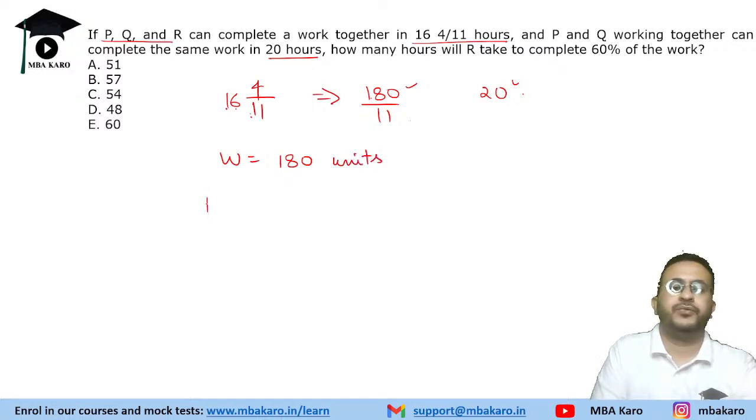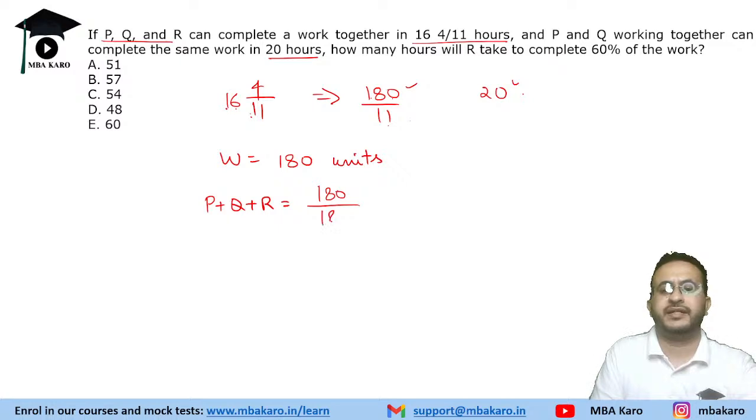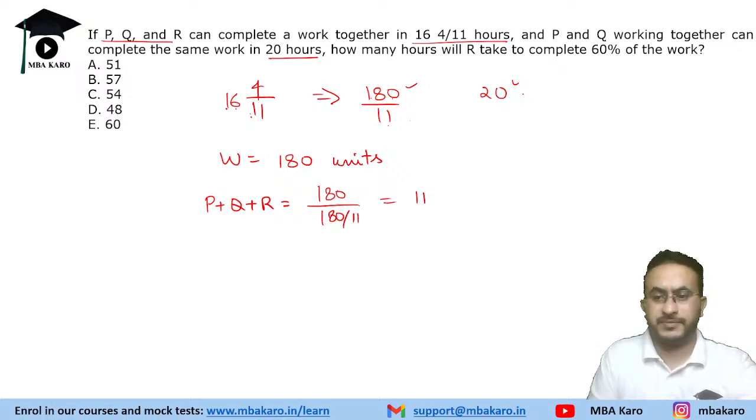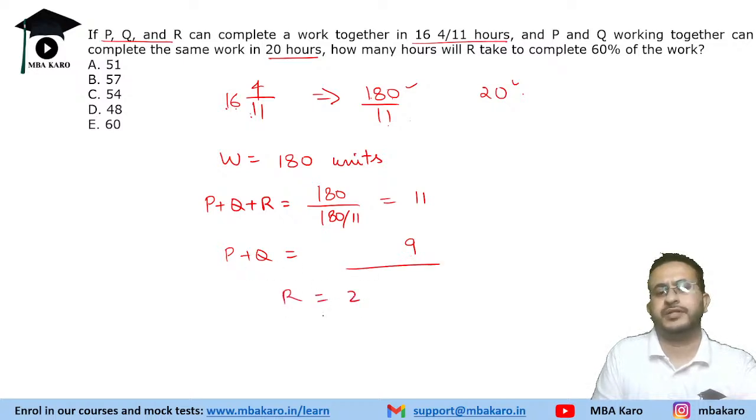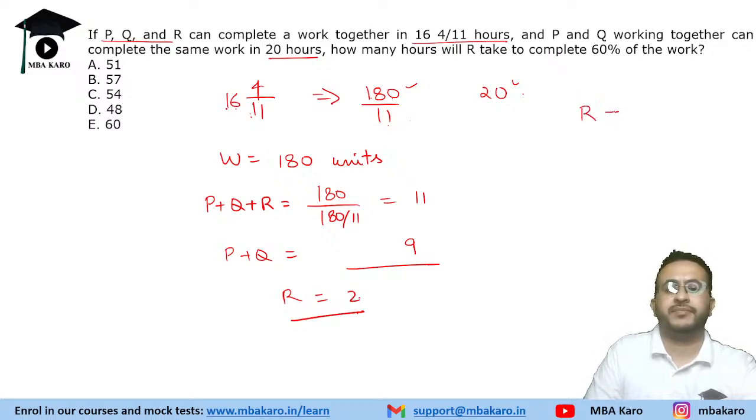So when P, Q and R are working, they are doing 180 divided by 180 by 11. You have to do this mentally, there is no need to write it like this. That is 11 units. Okay, and when P and Q are working, they are doing 9 units. So that means R is doing 2 units in a day, right? R is doing 2 units, so R will take how much time? R will take 90 days to complete the work.